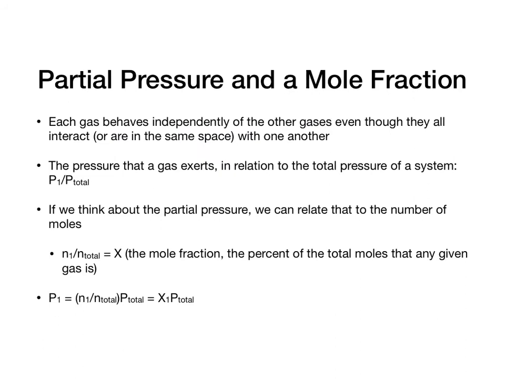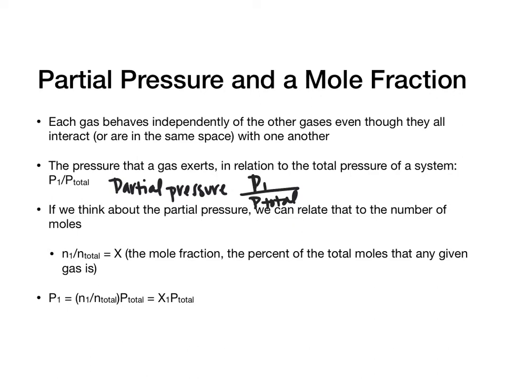So now we want to start to think about other ways to maybe consider this information. If each gas behaves independently of the other gases, even though they all interact or are in the same space, the pressure that a gas exerts in relation to the total pressure is P1 divided by the total. So the partial pressure is P1 divided by P total. This makes sense as it's the amount that corresponds to P1 divided by the total pressure.